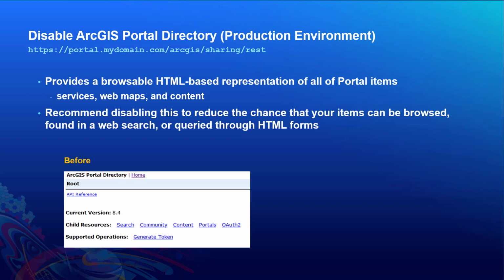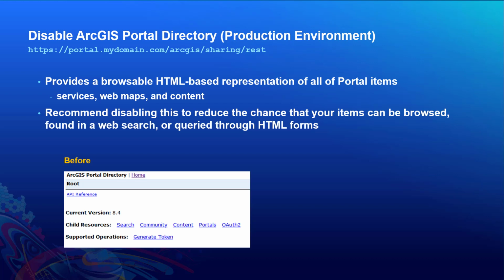Moving forward here, we do have the ability, just like in ArcGIS Server, to disable the sharing API. The sharing API is a browsable HTML-based representation of all the portal items, services, web maps, content, settings, all that kind of stuff. We do recommend disabling this to reduce the chance that your items can be browsed, found in a web search, or queried through HTML forms. It prevents Googlebots from querying through and trolling through your portal, and so it helps to increase security in that respect.